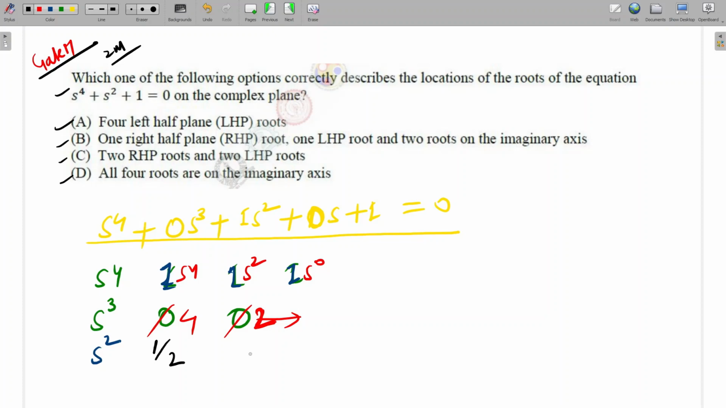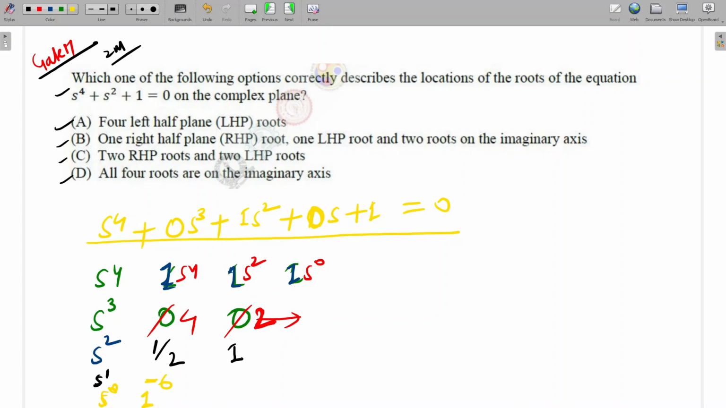What will be this value? This will be 1 only, I think. Correct? What will be the s to the power 1 value? That will be 1 by 2 into 2 minus 4, minus 3, divided by 1 by 2. That will be minus 6. Correct? And s to the power 0, what will be this value? That will be 1 only, correct?